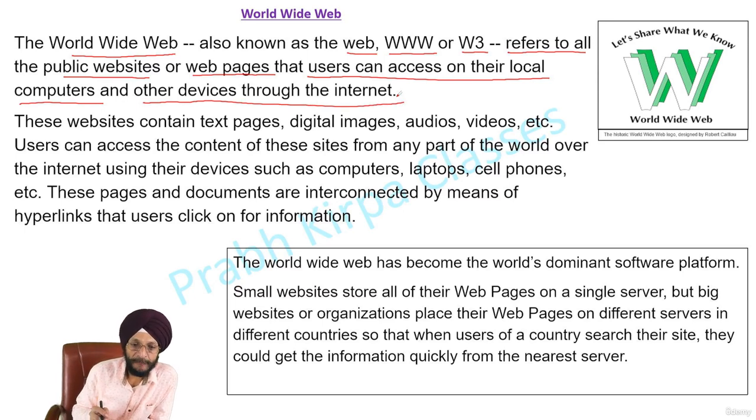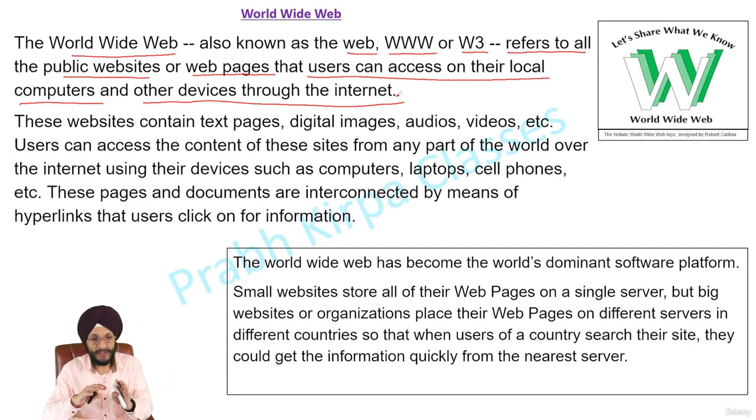It means that we may be having a mobile in our hand, or we may be having a PC which is having internet facility. Then if we use our computer or mobile or any other devices to search the websites, then all the websites which we can access on our computer or other devices are collectively known as World Wide Web.